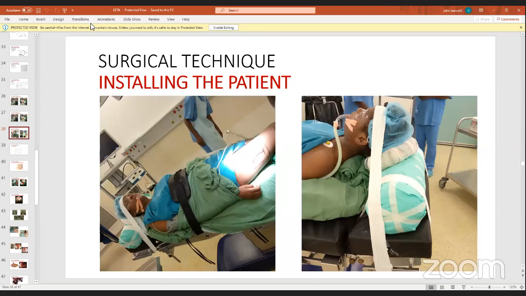Okay, so here is again a view that we are used to seeing. We make a flexion of the head of about 15 degrees, and we turn the head to the right, like the patient is facing the surgeon. And usually we stay on the right side to perform the surgery.